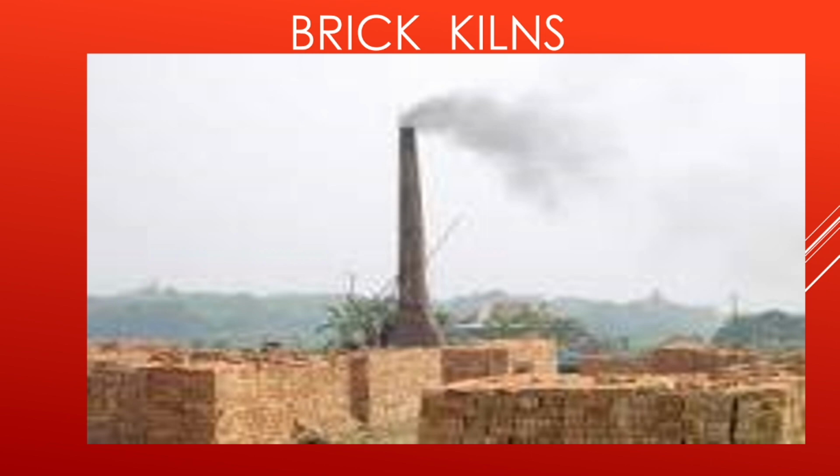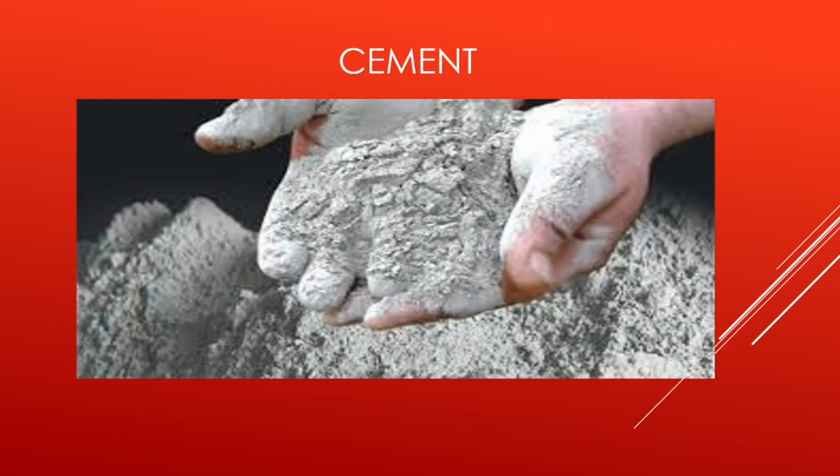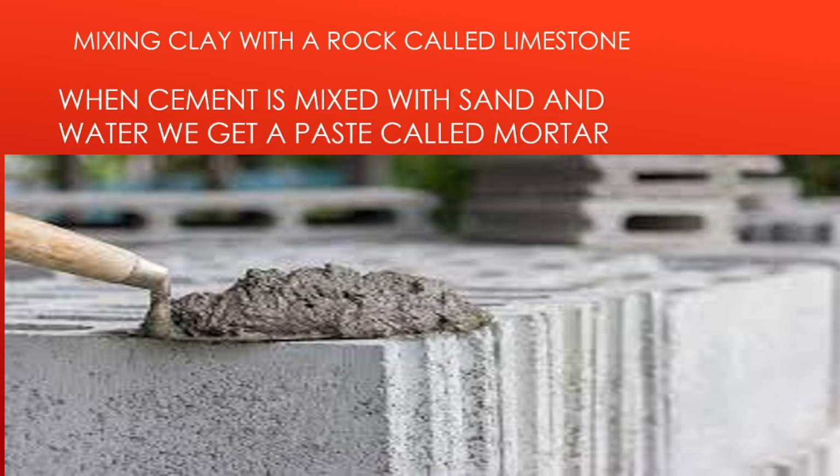Okay, now let's move on to the next. Look at this. This is called cement. How is the cement made? The cement is made by mixing clay with a rock called limestone. So what happens when you mix cement with sand and water? You get a thick paste called mortar. See, look at this. This paste is called mortar.